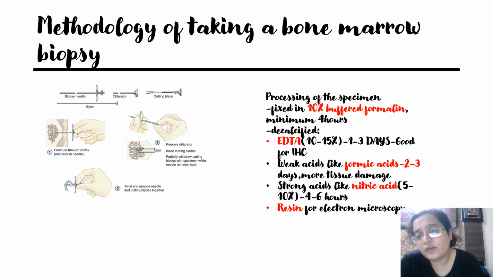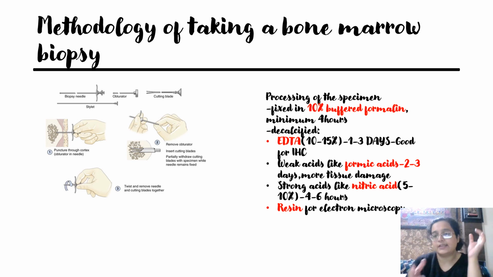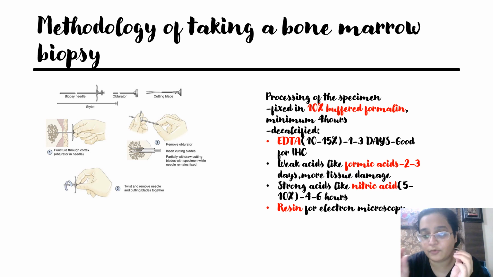One of the most important things that we can use in decalcification is EDTA, the routine anticoagulant present in our vacutainers. We can use 10 to 15% EDTA, and it takes 1 to 3 days to decalcify the bone marrow biopsy. Why and when do we use EDTA? We use EDTA where we need the samples for IHC. Supposing there's a lymphoma, primary or metastatic, or you are suspecting metastasis to the bone marrow, acute leukemias, and you need to put IHC. Then you can use EDTA.